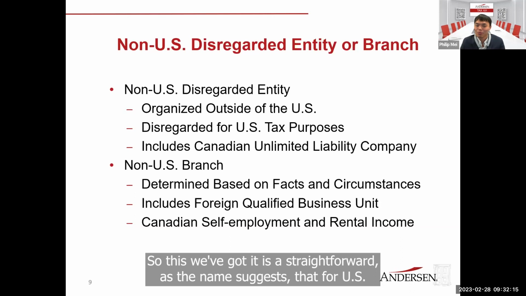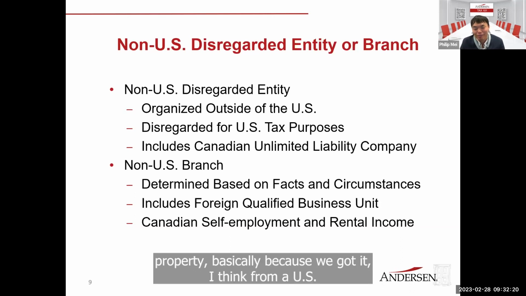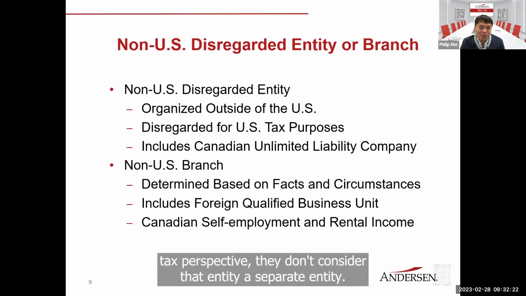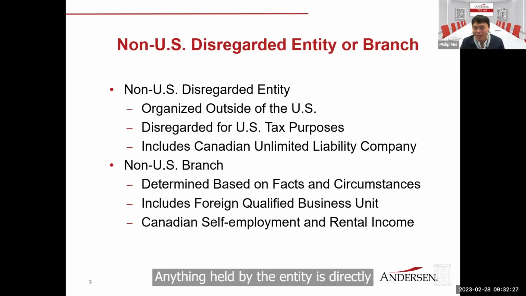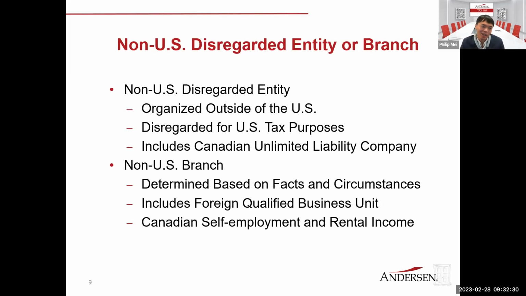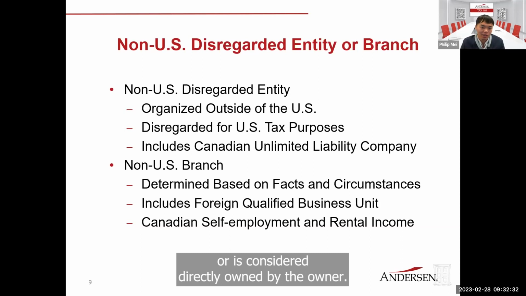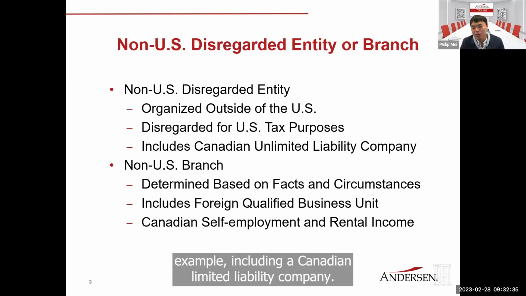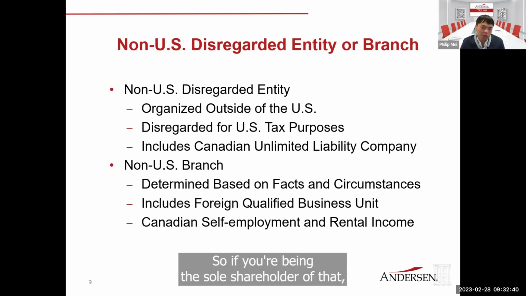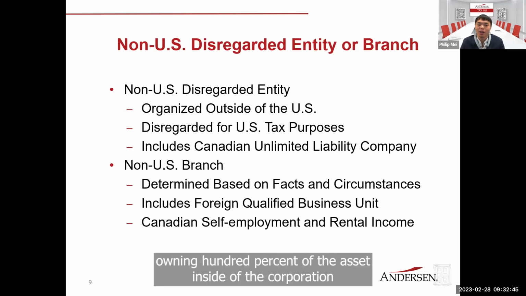So disregarded is rather straightforward, as the name suggested. For US purposes, they are basically disregarded. From a US tax perspective, they don't consider that entity a separate entity. Anything held by the entity is considered directly owned by the owner. Some common examples include a Canadian unlimited liability company. If you are the sole shareholder of that unlimited liability company, you would be considered owning 100% of the assets inside of the corporation, and any income would be subject to your personal taxation.